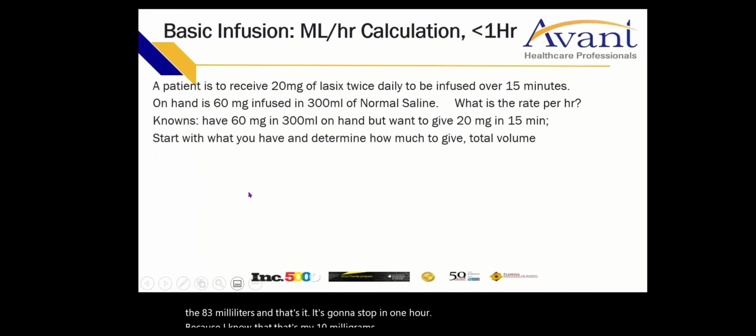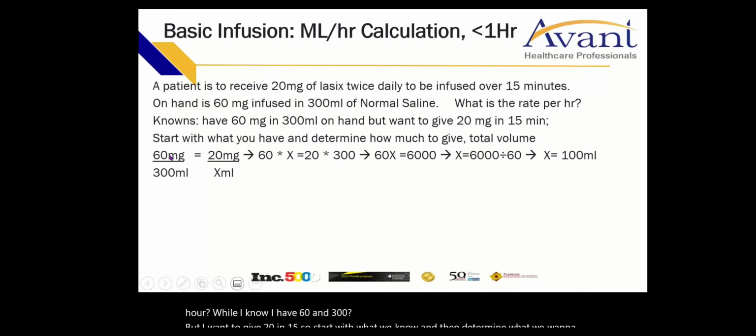So if I have to give it in less than an hour, a patient is to receive 20 milligrams of Lasix twice daily to be infused over 15 minutes. On hand is 60 milligrams in 30 milliliters. What's my rate per hour? Well, I know I have 60 and 300, but I want to give 20 in 15. So start with what we know and then determine what we want to give.